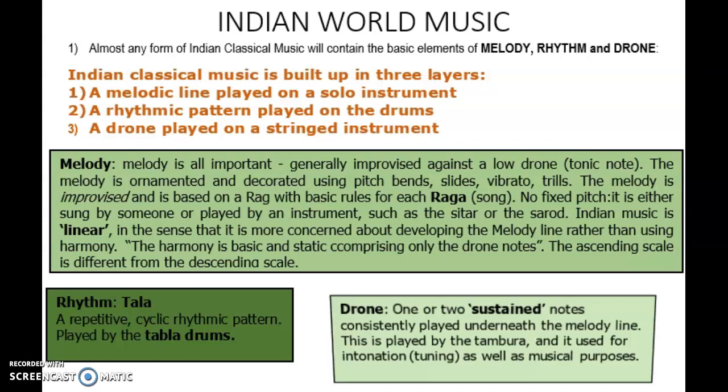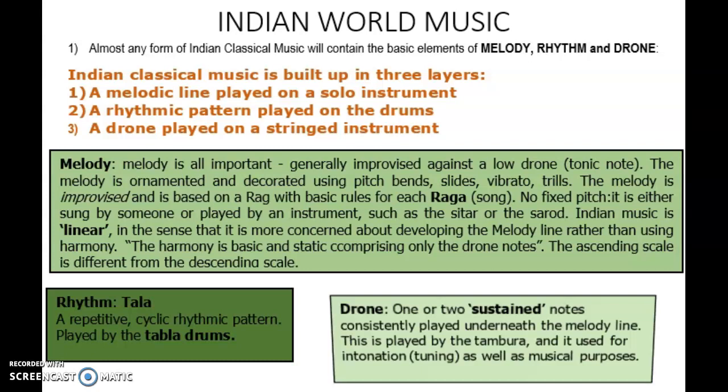In this video, we're going to concentrate on Indian world music. Almost any form of Indian classical music will contain the basic elements of melody, rhythm, and drone. Indian classical music is built up in three layers: a melodic line played on a solo instrument, a rhythmic pattern played on the drums, and a drone played on a stringed instrument.